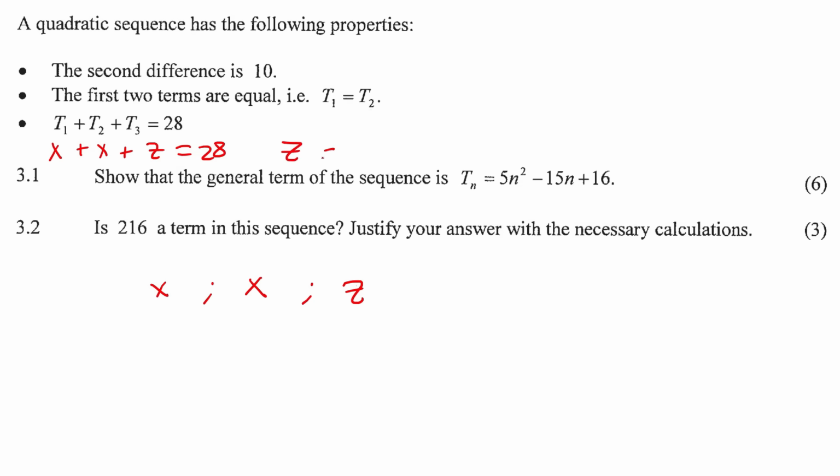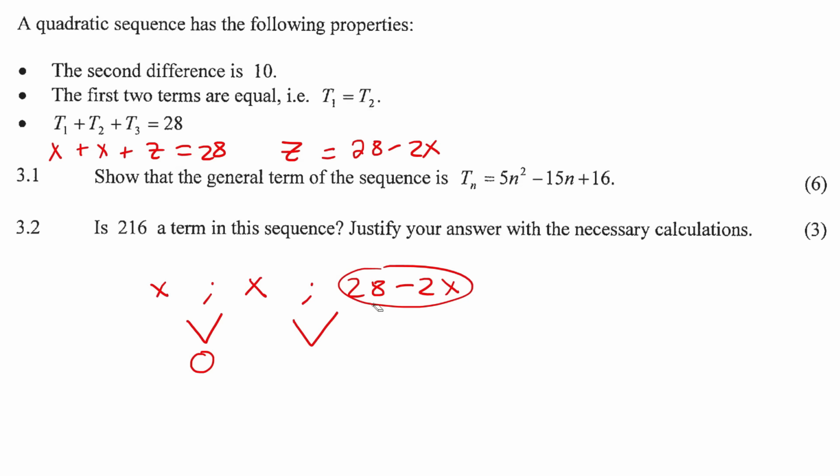So then z, if you had to solve, would be 28 minus 2x. So now I can replace this with 28 minus 2x, okay? Now, I can go down to the first difference. That would just be 0. And then I can go down to here. So remember, to work out your difference, you always take this one minus this one. And that would give you 28 minus 3x, because it would be 28 minus 2x minus x.